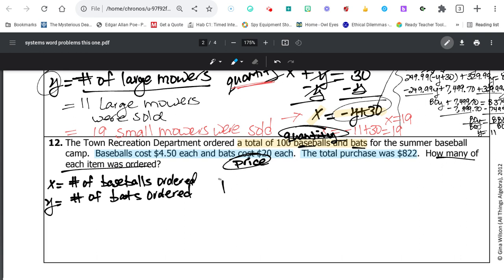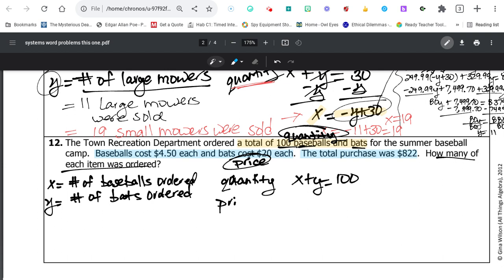Okay, let's set up our price equation. Now, let me set up the quantity equation because it's on the top. Okay, let's do the quantity. How many did they sell all together? So X plus Y had to equal a quantity of 100.